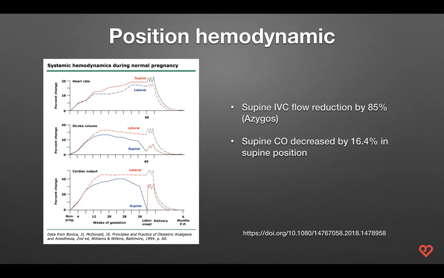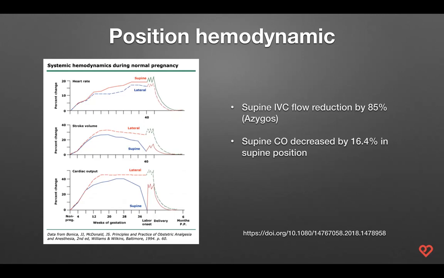The article that I reference at the bottom was recently done, and it was a beautiful article that they did in pregnant women and measured flow during pregnancy by cardiac MRI. And what they showed is that in the supine position, normal females, the IVC flow reduction was by 85%. Flow did get back to the heart, but mostly through the azygos. In the supine position, the cardiac output decreased by 16%.